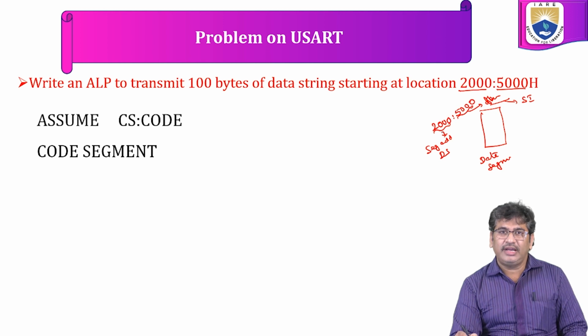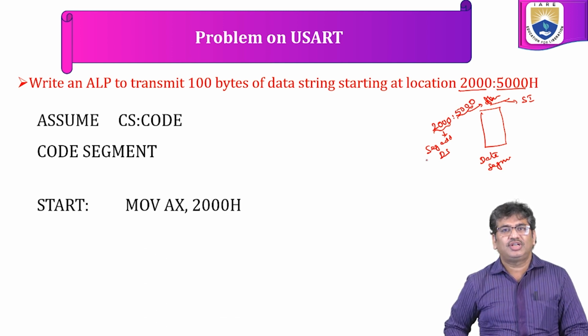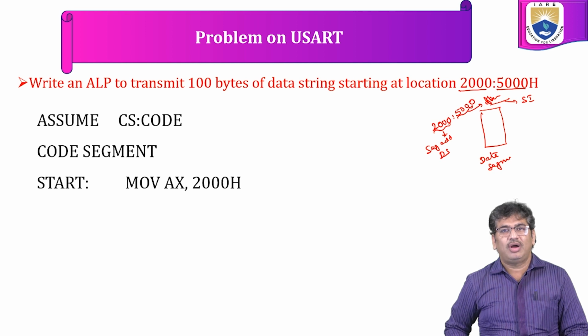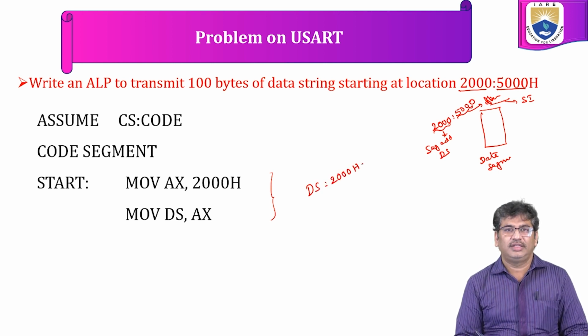So first we will write the immediate data 2000H into the AX register. From the AX register, we will move it into the data segment register. So the first instruction we will write is MOV AX, 2000H. This AX content will be loaded into the DS register by using the MOV instruction. The next instruction we will write is MOV DS, AX. So these two instructions are for loading the data segment register with 2000H.